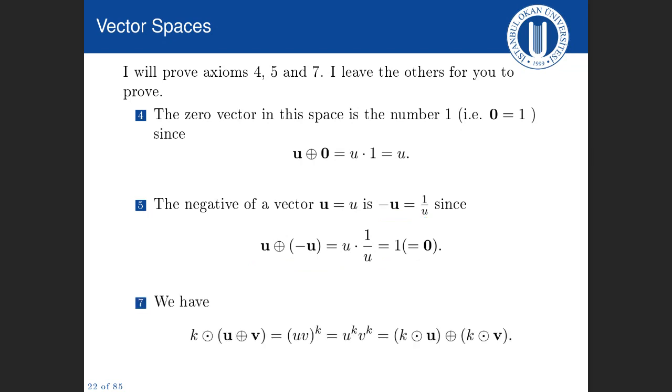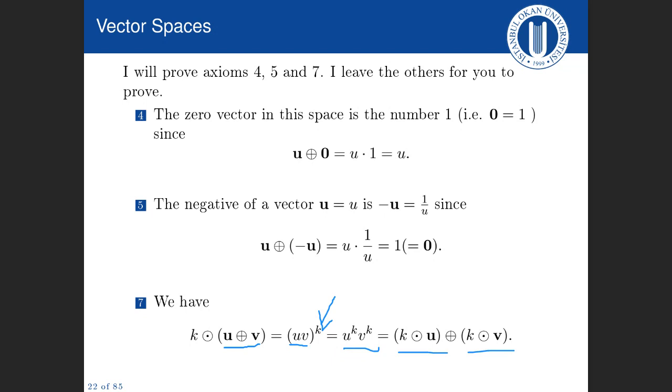Axiom number 7. The number K multiplied by the vector U plus the vector V. Vector U plus vector V is the number U multiplied by number V. And then if we multiply it by the number K, that's the same as our numbers to the power K, or U to the power K, V to the power K. But that's then just K multiplied by the vector U plus K multiplied by the vector V. So axiom 7 is satisfied as well.